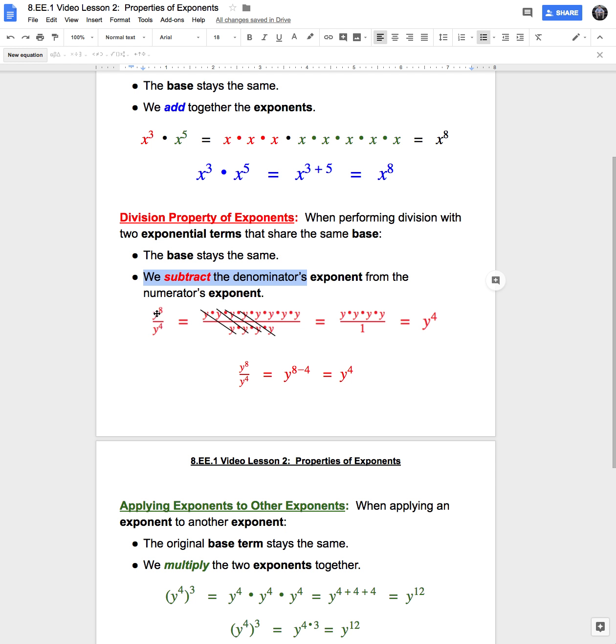We can see here y to the 8th divided by y to the 4th could be rewritten as 8 copies of y as our numerator divided by 4 copies of y in the denominator. Every copy of y in the denominator eliminates 1 copy of y from the numerator. We're left over with 4 copies of y, or y to the 4th power, but we could have got there more quickly just by taking the numerator's exponent 8 and subtracting the denominator's 4. We can do this because every y in the denominator will cancel out a y in the numerator, resulting in subtraction of the two exponents.